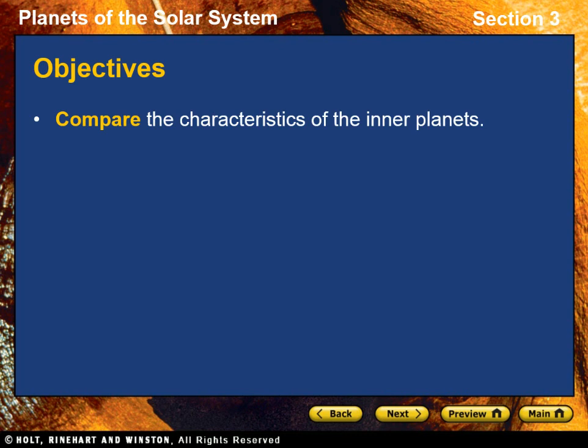At this point, you should be starting to be able to compare the characteristics of the inner planets.